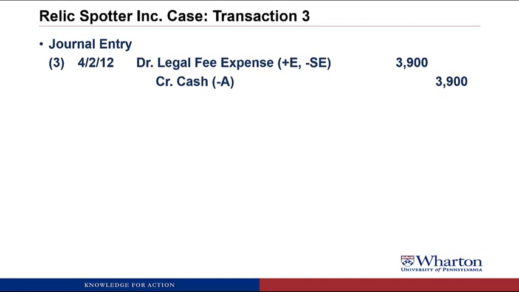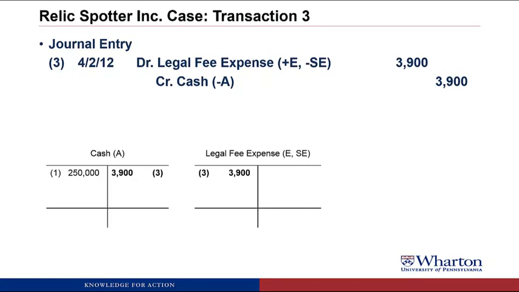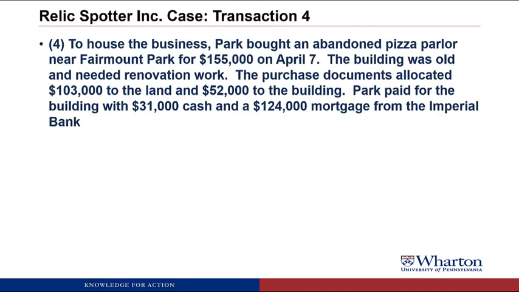Let's post this to T account. So we bring back our cash T account. We put $3,900 on the credit side or the right-hand side with a little 3 to indicate that it's transaction number 3. And we create a T account for legal fee expense with $3,900 on the debit side or the left side. Next transaction, number 4.